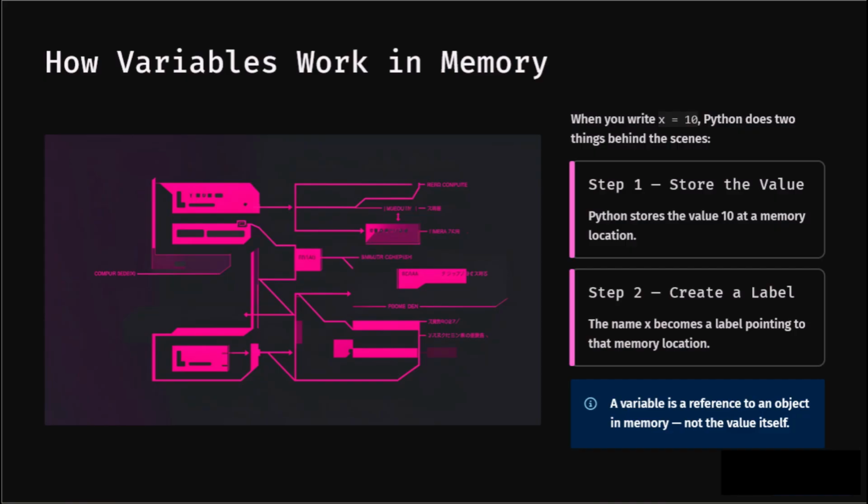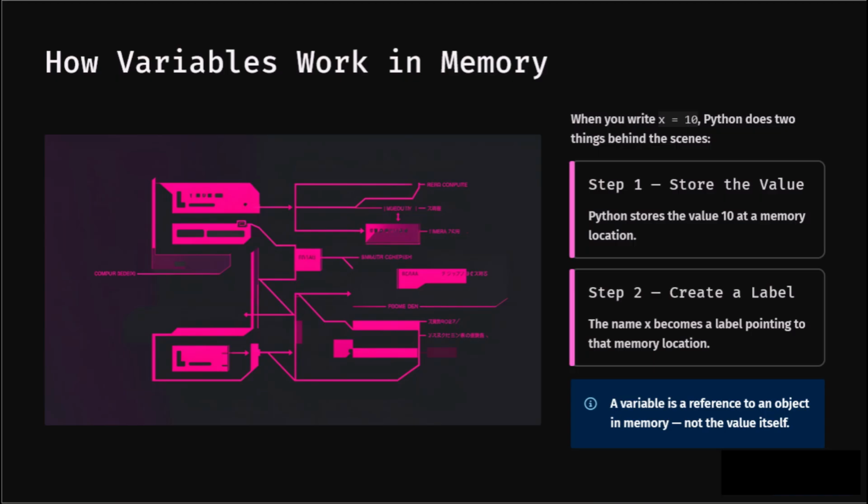Now that we know variables are like containers, let's go a level deeper and see what actually happens inside your computer's memory when you write code. When you type a simple command like x = 10, Python performs two crucial steps behind the scenes. Step 1 is storing the value. First, Python finds an empty spot in your computer's memory and stores the value 10 right there. At this point, the value exists, but we don't have a way to easily grab it yet.